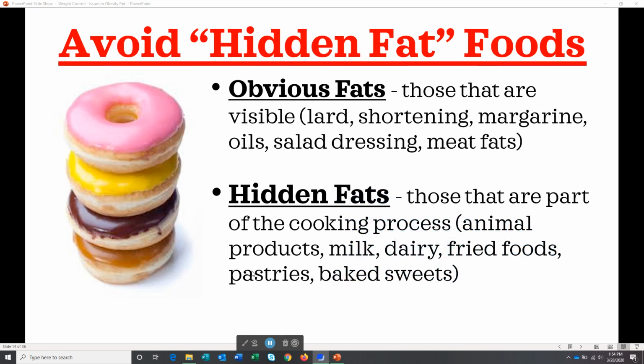Okay. Fats. Avoid the hidden fats. Obvious fats that are visible to us include margarine, oils, lard, shortening, salad dressings, and meat fats. The hidden fats that we don't always recognize are the fats that are used in cooking or baking processes like animal products, milk, dairy, fried foods, pastries, and baked sweets. Like those donuts in the picture look amazing. They're just not healthy.